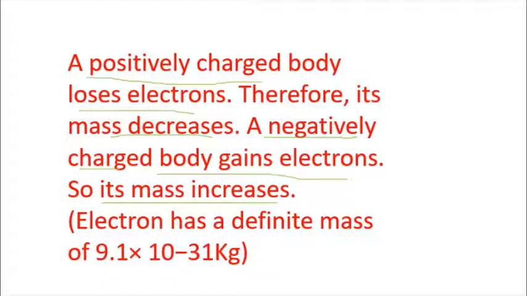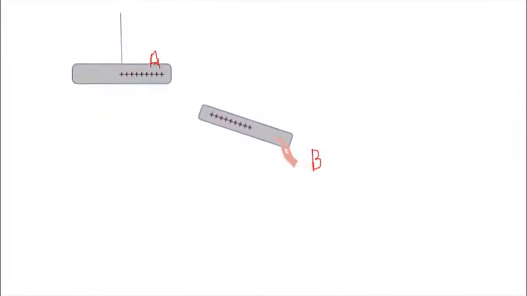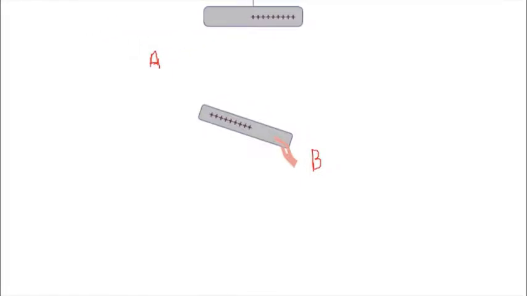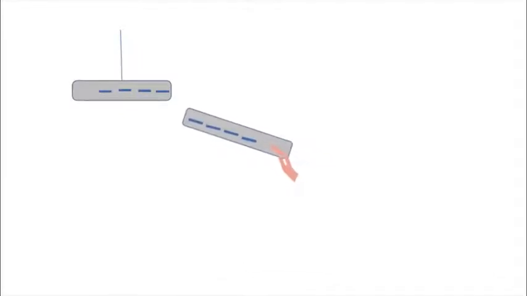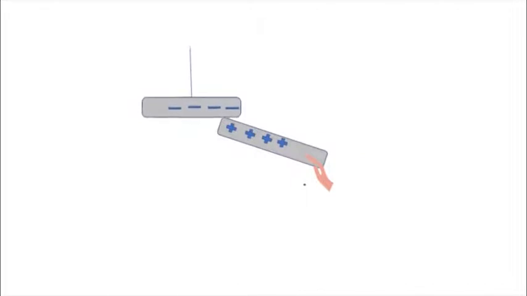The increase in mass is very low because the mass of an electron is only 9.1 times 10 raised to minus 31 kilogram. Let us see what happens when charged bodies are brought together. When two positively charged bodies are brought together, or similarly two negatively charged bodies, repulsion happens. But when positively and negatively charged bodies are brought together, they attract each other.